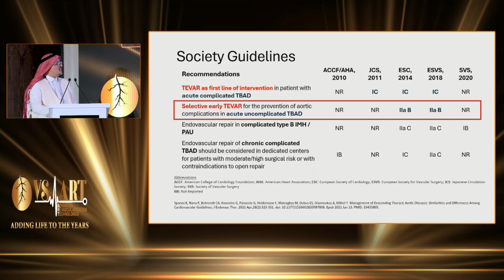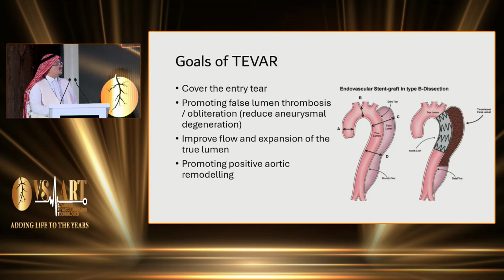The society guidelines for early TEVAR in acute uncomplicated type B aortic dissection give it a level 2A with a B recommendation in the European guidelines. The goal of TEVAR in dissection is to cover the entry tear and promote false lumen thrombosis, improve flow in and expansion of the true lumen, and promote aortic remodeling.